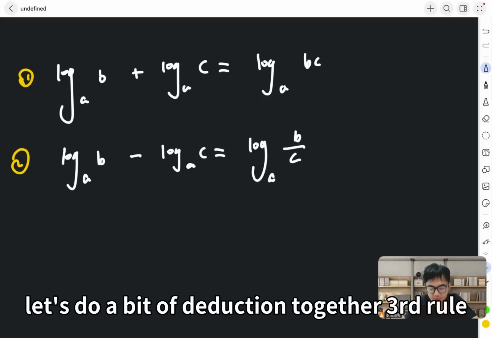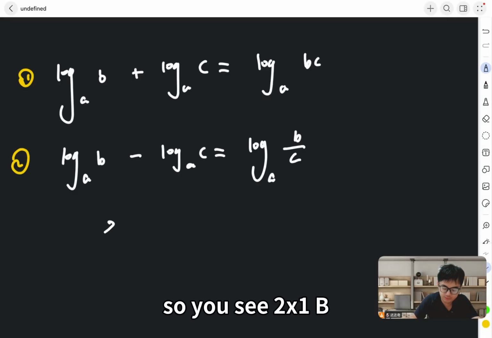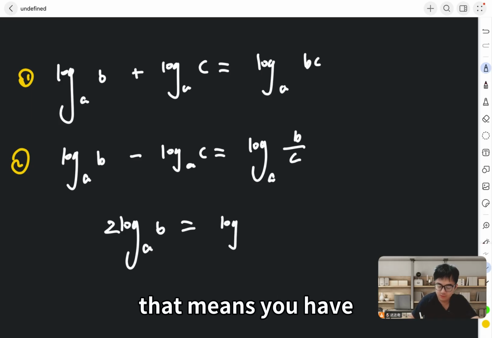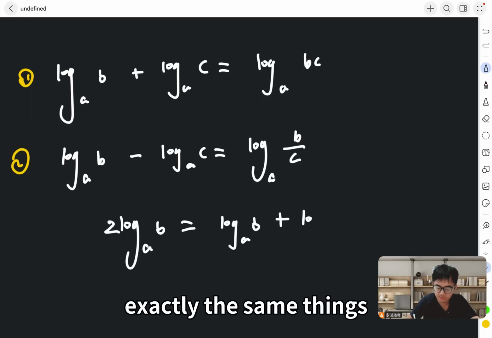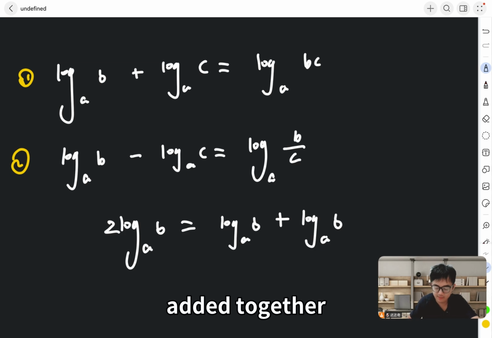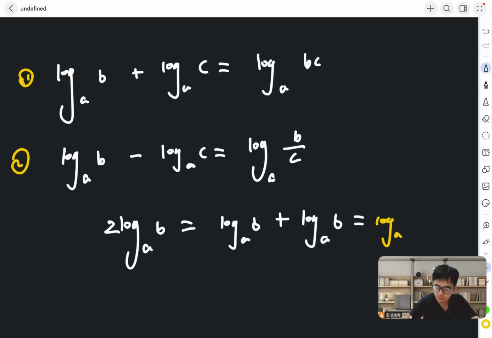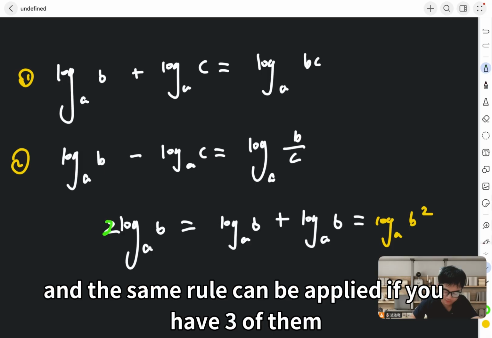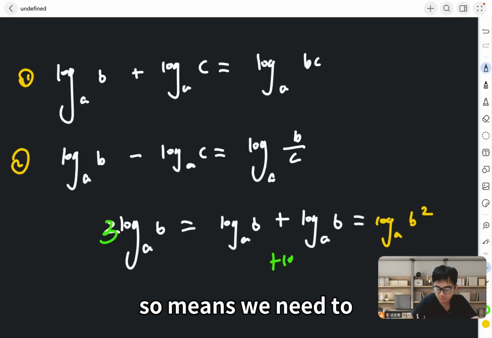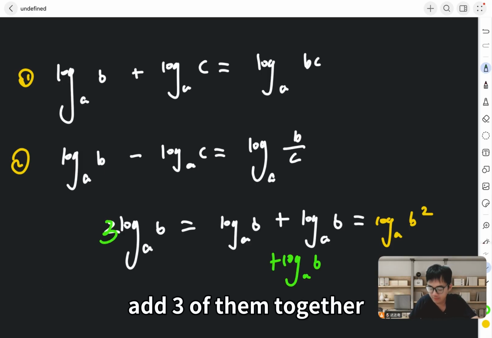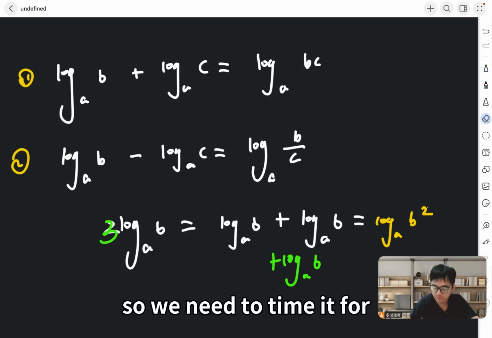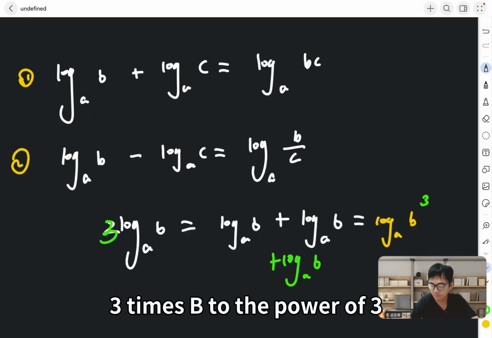Let's do a bit of deduction to get the third rule. You see 2 times log a b. That means you have exactly the same things added together. For the addition, inside it will be multiplication, so b squared. And the same rule can be applied if we have 3 of them. We need to add 3 of them together, so we multiply 3 times, giving b to the power of 3.